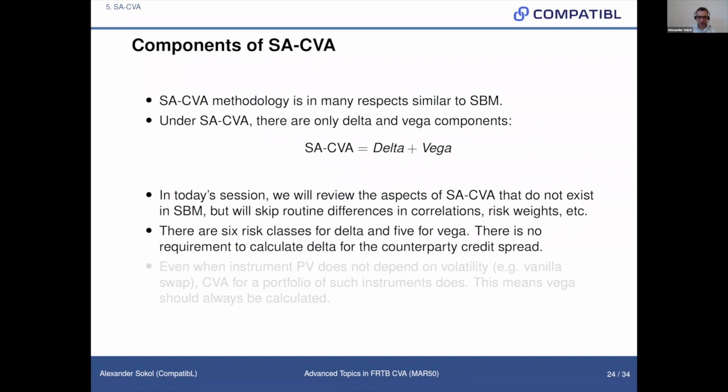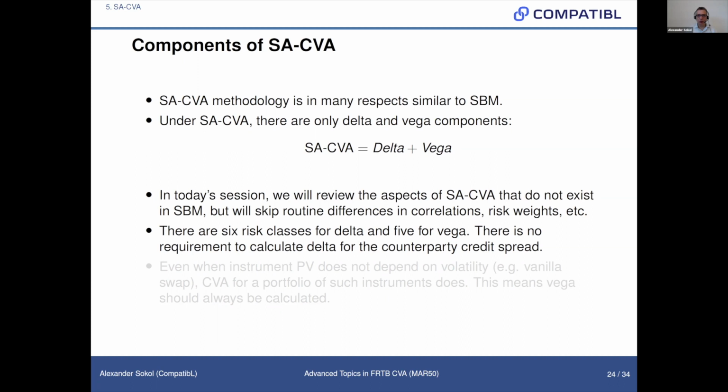So the risk classes are different. Or somewhat different. There are 6 risk classes for Delta and 5 for Vega, right? So as you remember, for the sensitivities-based method for the trading book, we had 7 risk classes, of which 3 were credit risk classes: non-securitizations, correlation securitizations, and CTP and non-CTP. Now there are 2 risk classes instead of 3, and they're sliced differently. For the standardized approach for the trading book, this was based on the type of the credit.